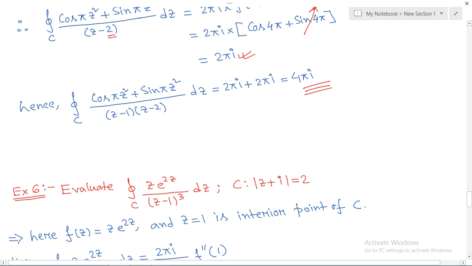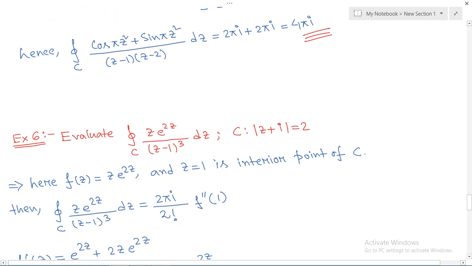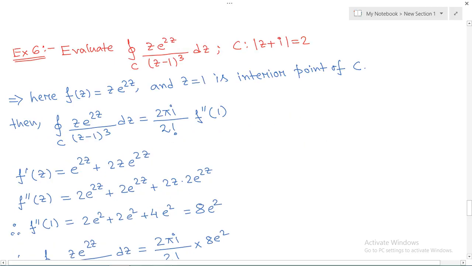Both the problems that we have done here are for applying the first formula of the Cauchy's integral theorem. Now let us try to understand the second formula for the Cauchy's integral theorem. Evaluate z into e power 2z upon (z minus 1) whole cube. So here you can see the power is coming.